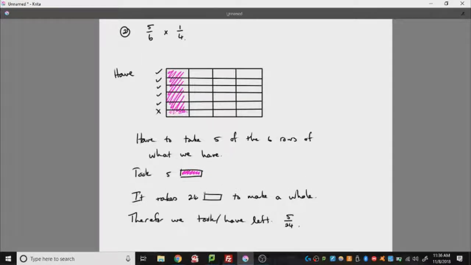5/24. In this case, I can't simplify it, but even if you can, do not give in to the temptation of simplifying. But in this case, there's no temptation. Any questions on multiplication? Yes?